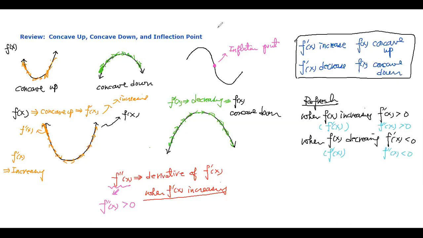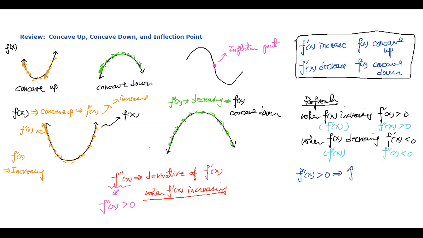So that's why we got our second set of the formula, right? Because f double prime x greater than 0 implies that f prime x is increasing. Then f prime x is increasing. That means f of x is concave up. Did you see here? So that's why we said f double prime x here is greater than 0.